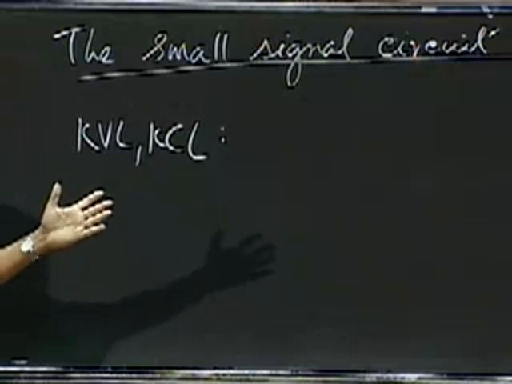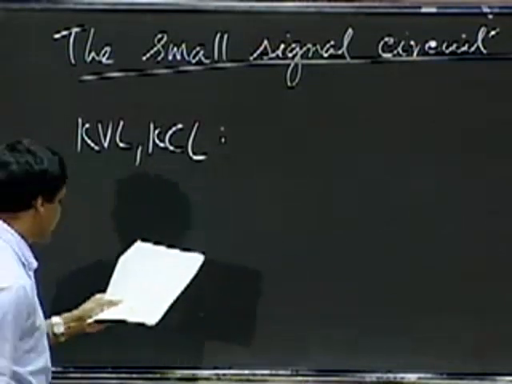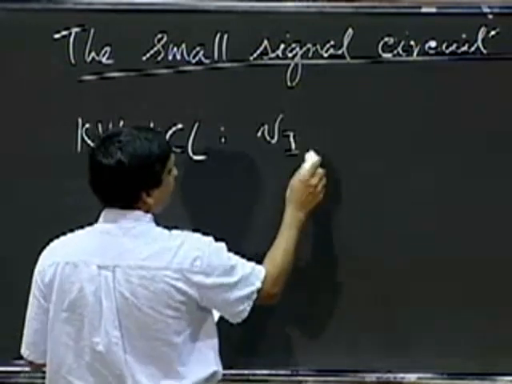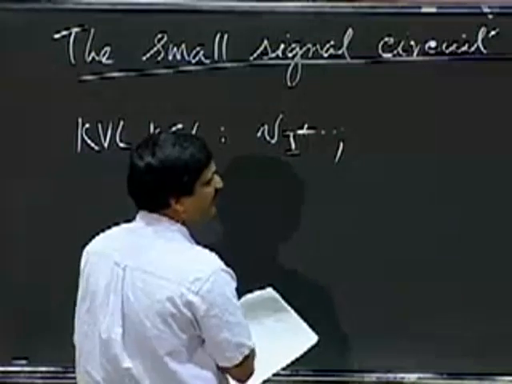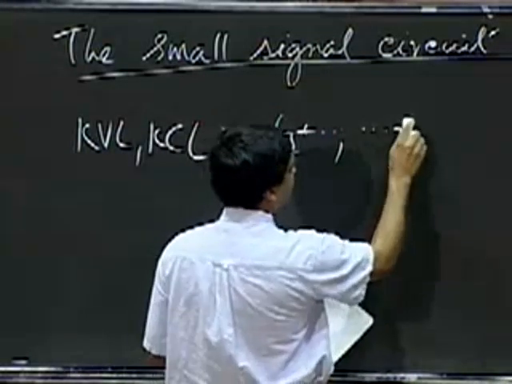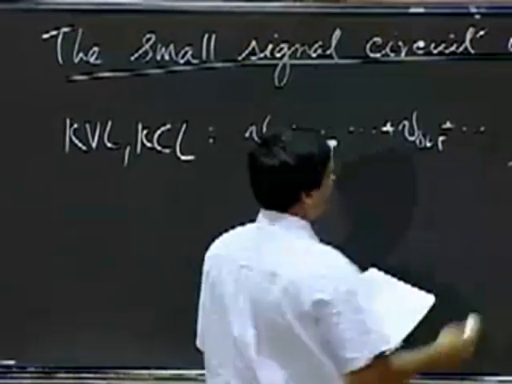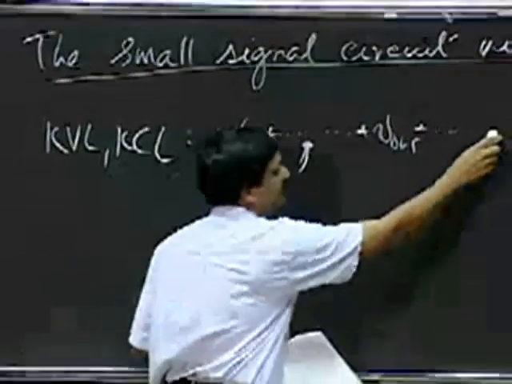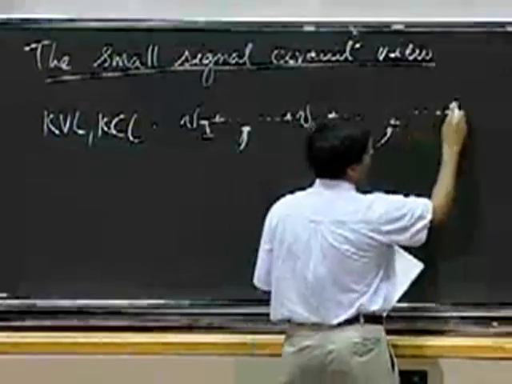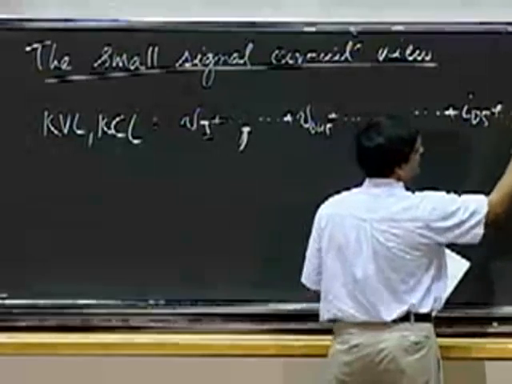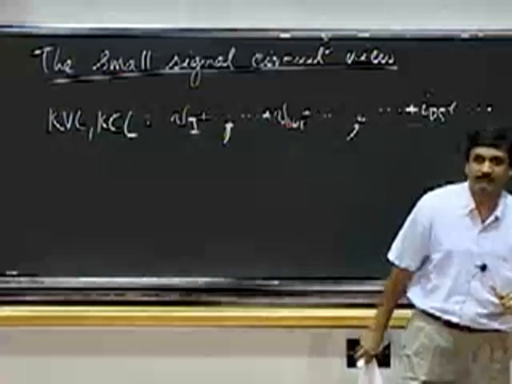I can write down KVL and KCL for every loop and every node in that circuit. So if I do KVL and KCL, I will end up with something like this. For the input loop, I get VI something or the other, applying KVL. For the output loop, I get V out something or the other. And then applying KCL, I get some other equation in IDS. Okay, so here are my KVL and KCL equations for that circuit.